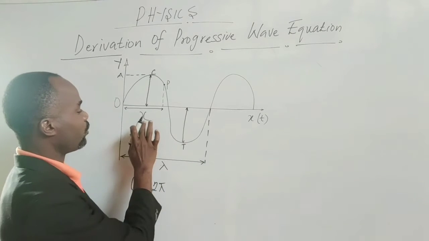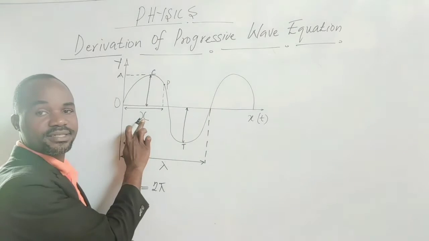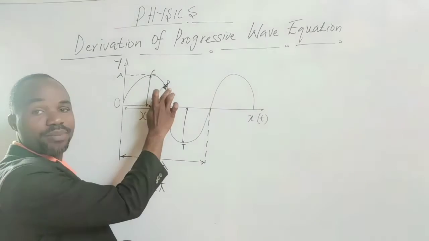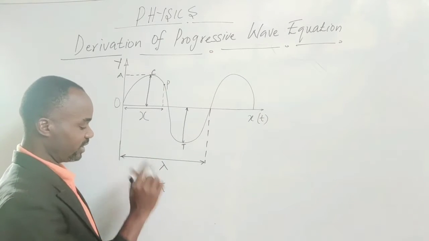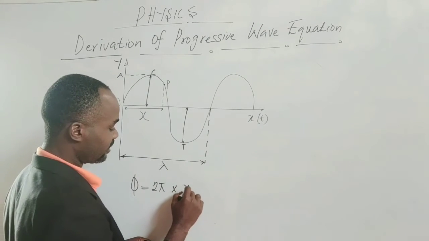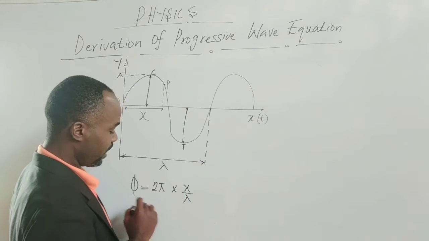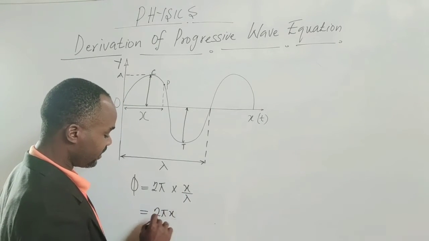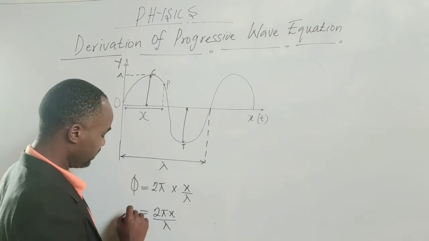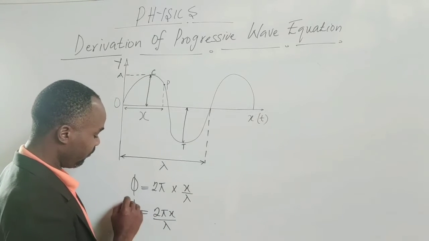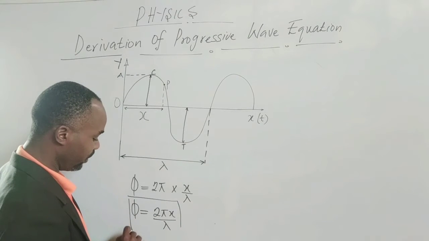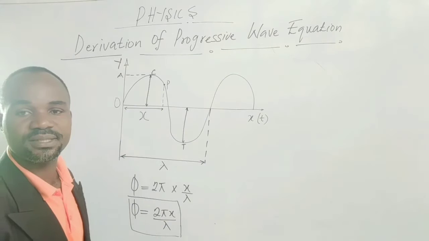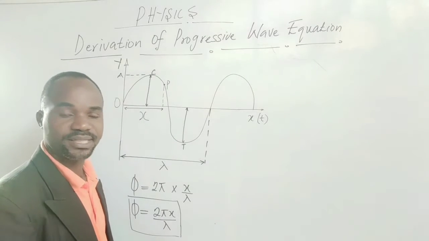Then the next thing is we consider the distance that has been attained by the vibrating particle, and then the wavelength. That is x all over this. And this finally will give us 2 pi x all over wavelength. So this represents the phase difference of the vibrating particle.